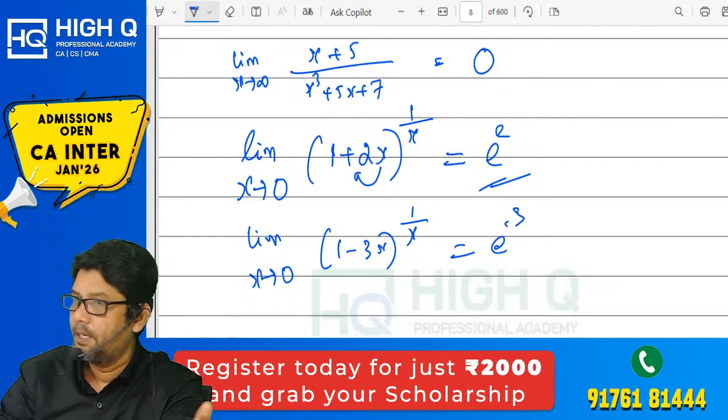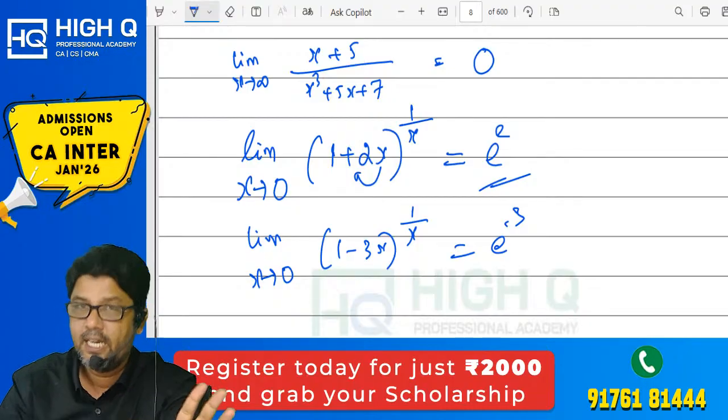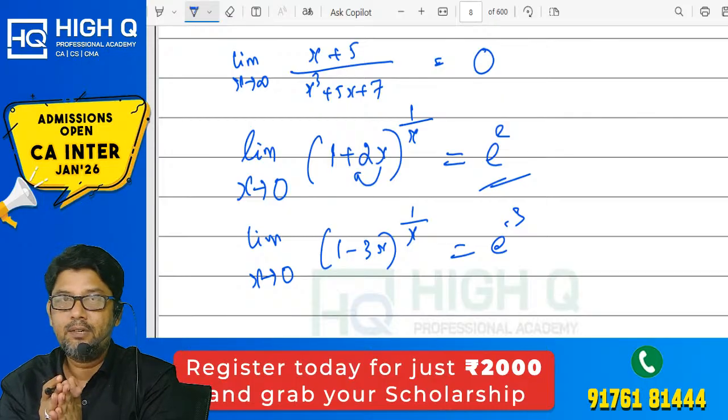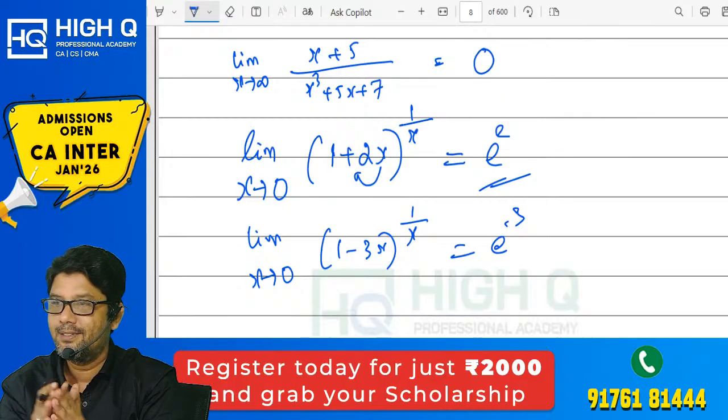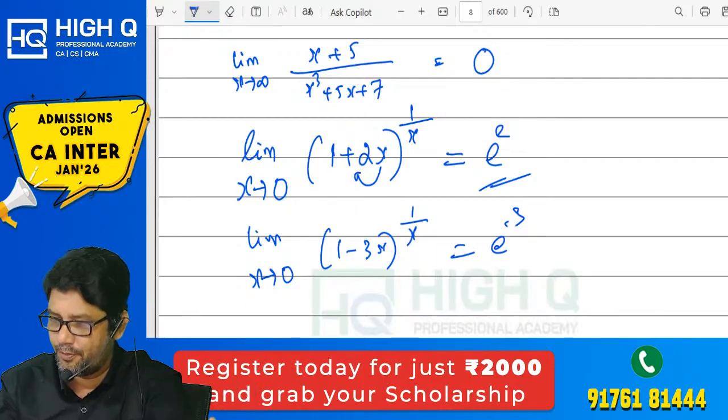Minus 3. Because coefficient of x is what? Minus 3. Okay, coefficient of x is what? Minus 3. So this is what we have to do, my dear. At least these three types of question you should do, because these three question types don't require any method, direct answer. Okay, fine.